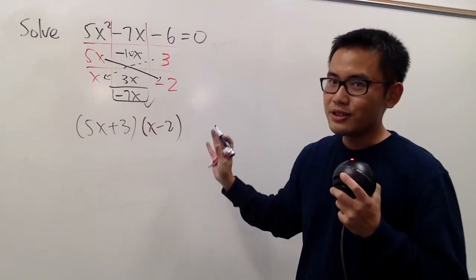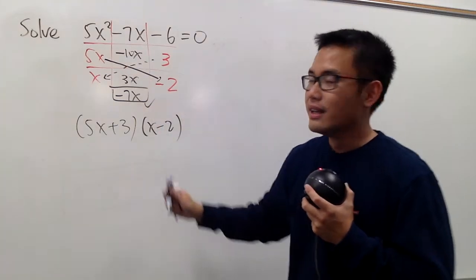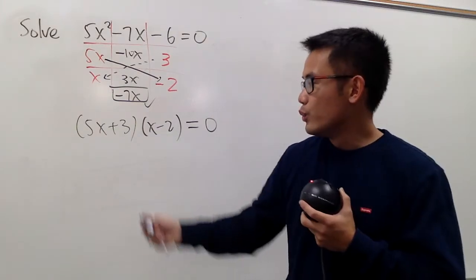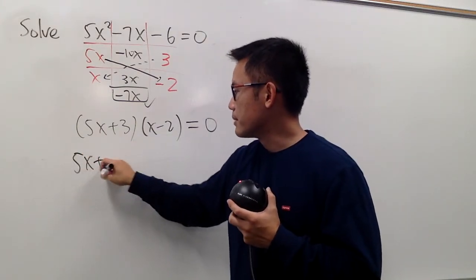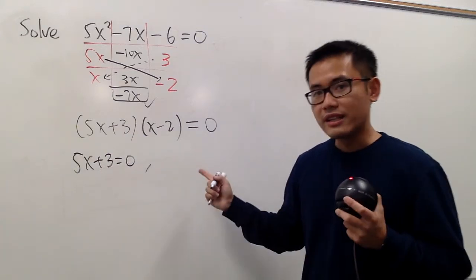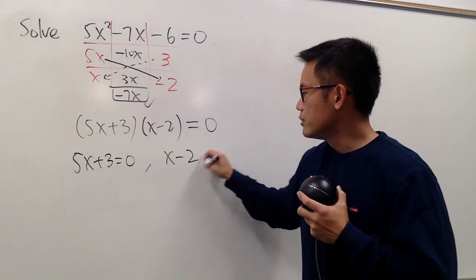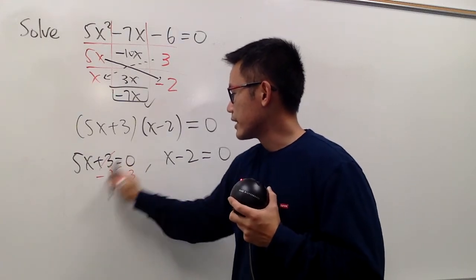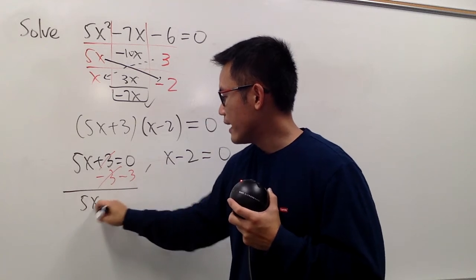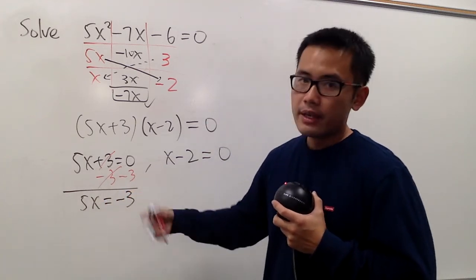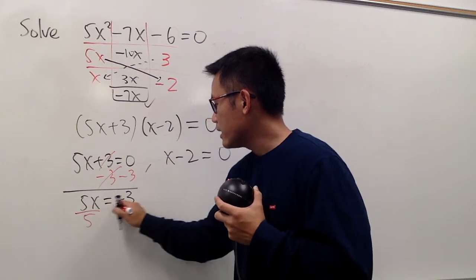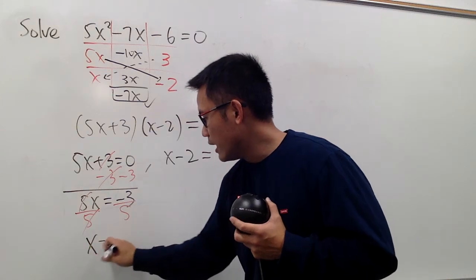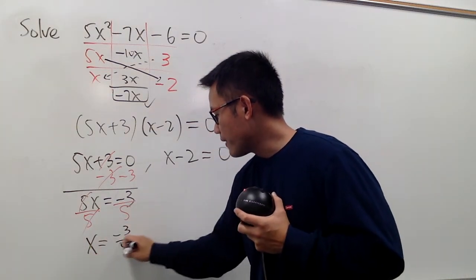And don't forget, this is not just about factoring. We also have to solve the equation, and this is equal to 0. Alright? And to continue, we set the first factor, 5x plus 3, equal to 0. And we also set the second factor, namely x minus 2, equal to 0. For this one, we can just subtract 3 on both sides. So they cancel, and we will have 5x equals negative 3. At the end, of course, we can just divide by 5 on both sides. So one of the answers is going to be x equals negative 3 over 5.